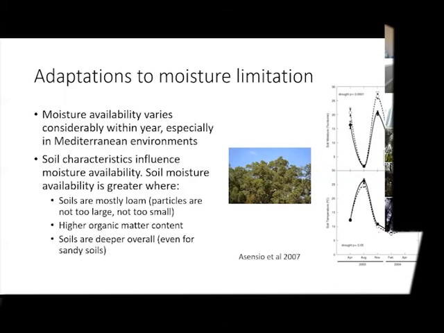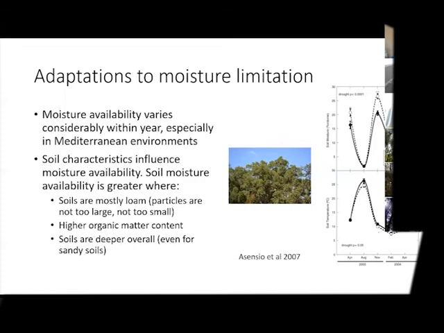And then lastly, the depth of soils. Deeper soils, even if they are the worst soils for holding water, even if they are sand, will hold more water when they are deeper. And we can see that effect even locally.